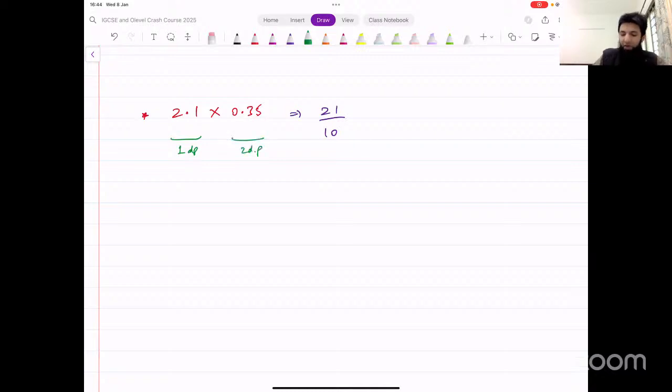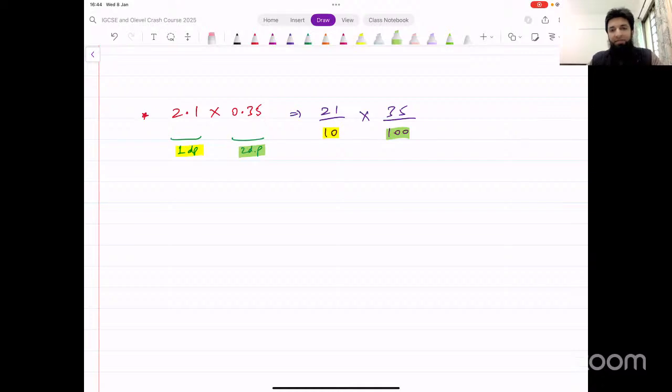So when you convert it to fractions, whatever is the number of decimal places, you have that many zeros here. So you've got one decimal place, you've got 1 0 here. And 0.35, what will that become? You can write that as 35 over 100. You had two decimal places here, so you have two zeros here with 1. So it becomes 35 over 100.